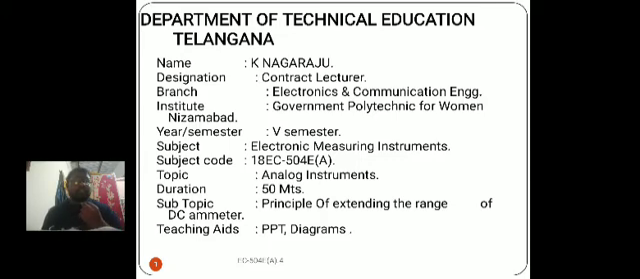Today we are discussing analog instruments. We have different types of analog instruments. The first one is the PMMC meter. I already covered the PMMC meter, the permanent magnet moving coil instrument: its construction, working principle, advantages, disadvantages, and the mechanism used in this particular PMMC. I already covered this topic. Today I am going to explain the principle of extending the range of the DC ammeter.